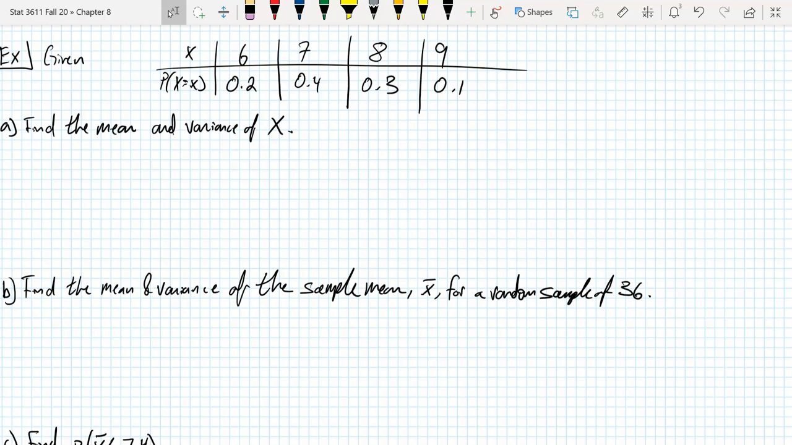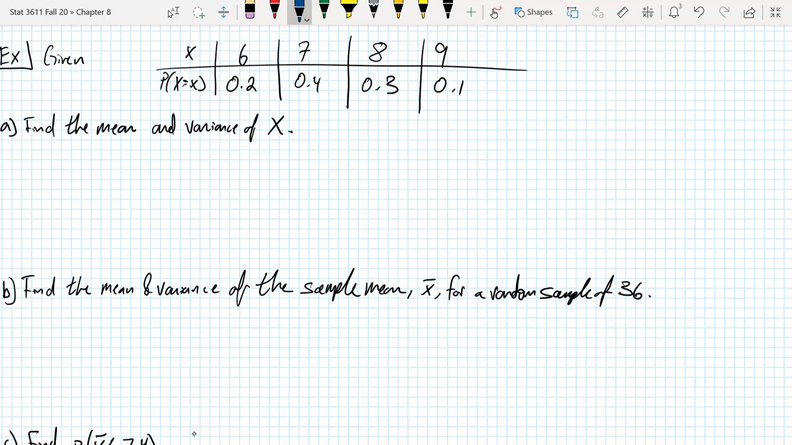We have a discrete distribution x. X takes on the values 6, 7, 8, and 9, and the probabilities are 0.2, 0.4, 0.3, and 0.1. Notice these probabilities sum to 1. 0.2 plus 0.4 is 0.6. Plus 0.3, that's 0.9. And then you add the 0.1 there, you get 1.0. So we're going to do a few things in this problem before we apply the central limit theorem. Let's start by just finding the mean and variance of x.